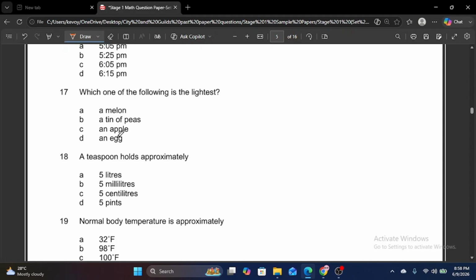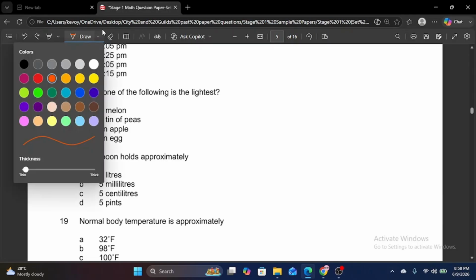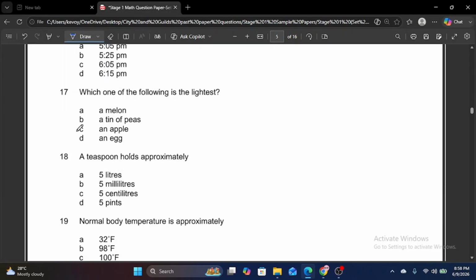Or D, an egg. Now out of all these options right there, it is safe to say that an egg is the lightest option. So egg is the lightest option for these, because an apple will weigh more than an egg, and a tin of peas definitely will weigh more than an egg, and then a melon will definitely weigh more than an egg.